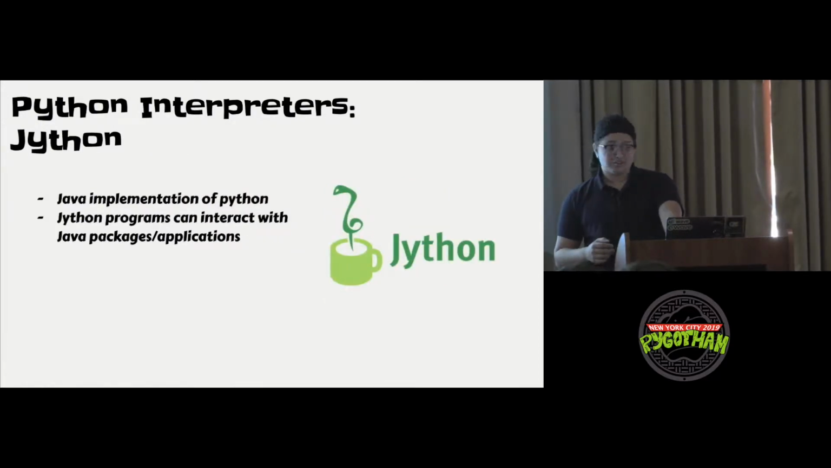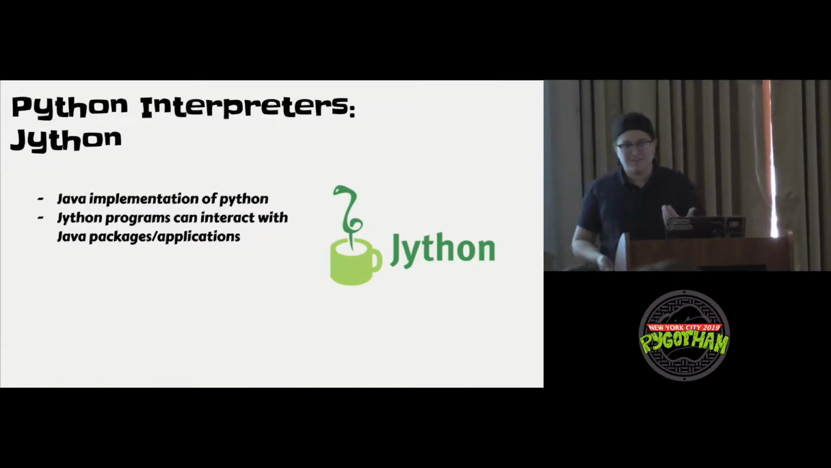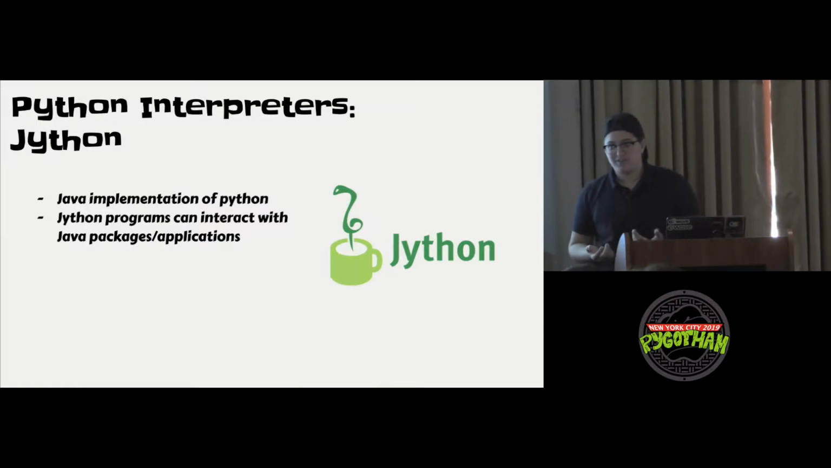There's also Jython, which is the Java implementation of Python. And Java programs can interact with Java packages and vice versa. So if you wanted to write something that uses a Java package, but in Python syntax, it will help you write it faster. And when I was interning at IBM last summer, we used Jython to package and deploy WebSphere applications onto the server. It was pretty great.